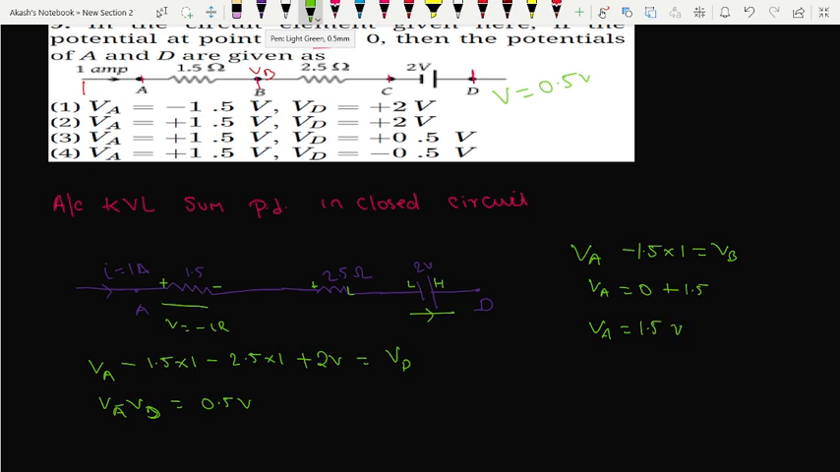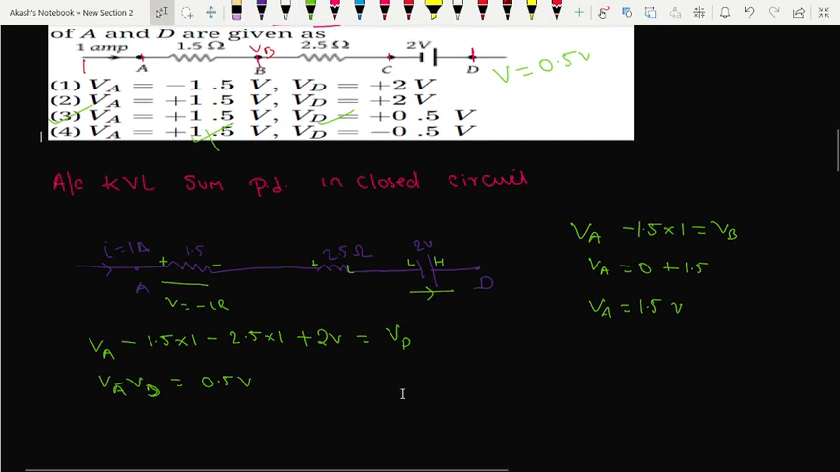In the given example, VA is plus 1.5 volt, and VD is plus 0 point. Option number 3 is okay. Now coming to the next question.